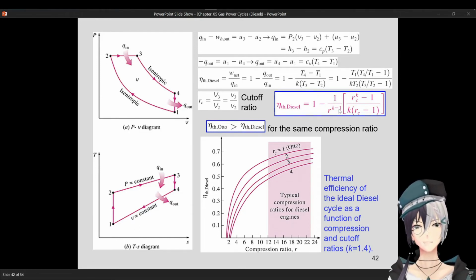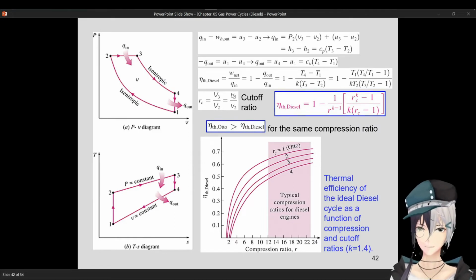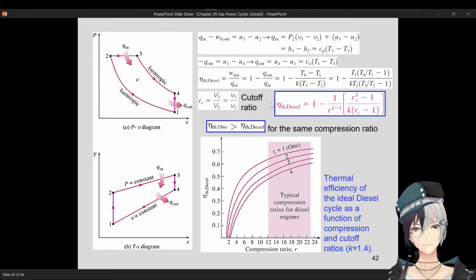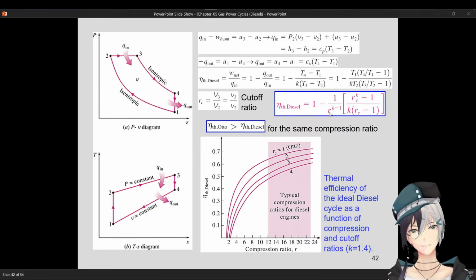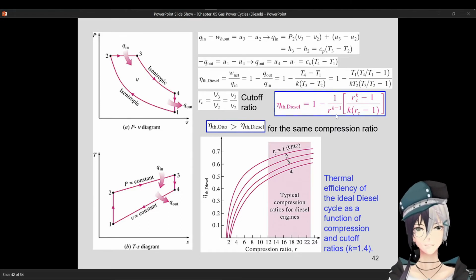So we now have this formula. Please take note of this one. Cut-off ratio: volume 3 over volume 2, or, if expressed per unit mass, specific volume 3 over specific volume 2. And then the thermal efficiency of the diesel cycle in terms of R and R sub C. R sub C is the cut-off ratio, R is the compression ratio, and K is 1.4.